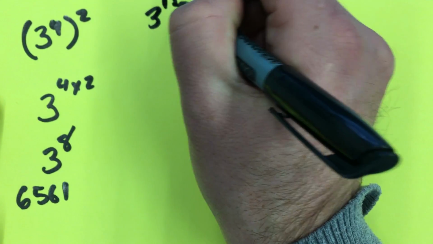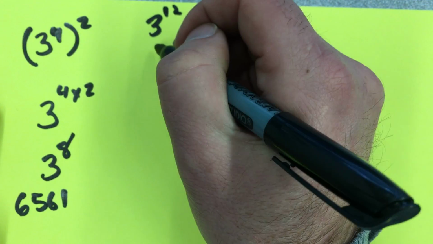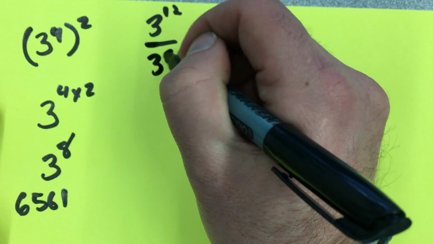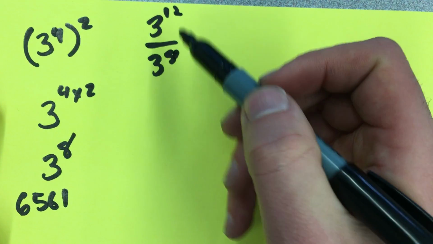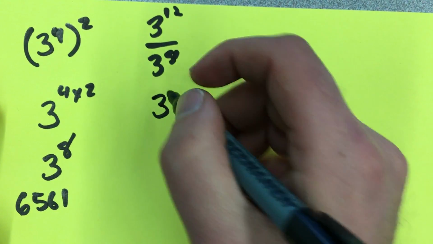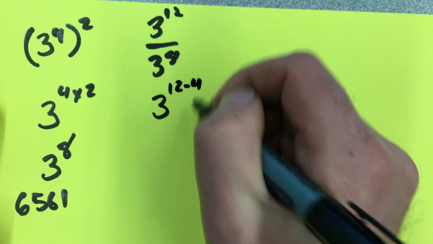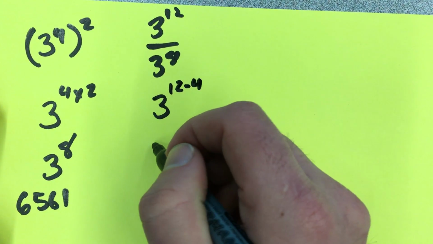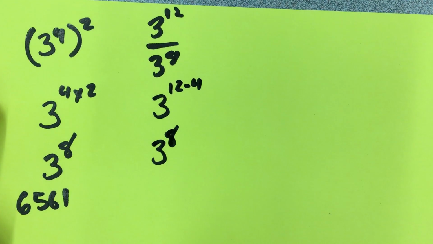Okay. The next one that we're going to look at is our quotient question. So we had 3 to the power of 12 divided by 3 to the power of 4. So our bases are the same. We keep the base the same, and we subtract our exponents. Again, it gives us 3 to the power of 8, and again, the value will be the same there.